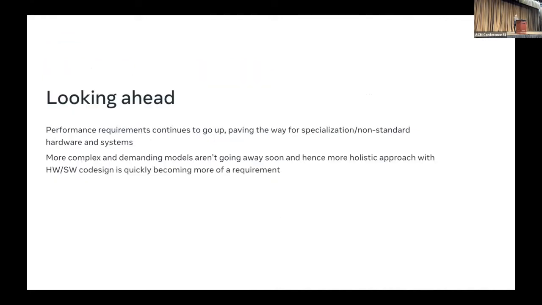So to wrap up, we definitely see the performance requirements of training DLRMs will continue to go up, paving the way for more hardware specialization and non-standard design. This is because the more complex and demanding models aren't going away, and we need to take a holistic approach in order to have high efficiency in the end-to-end approach.